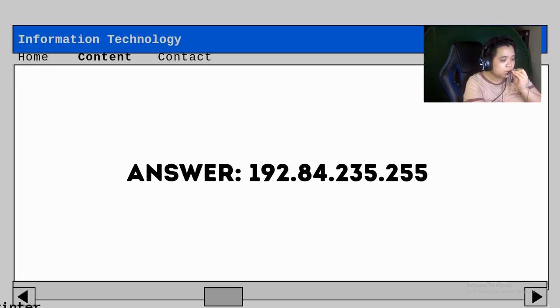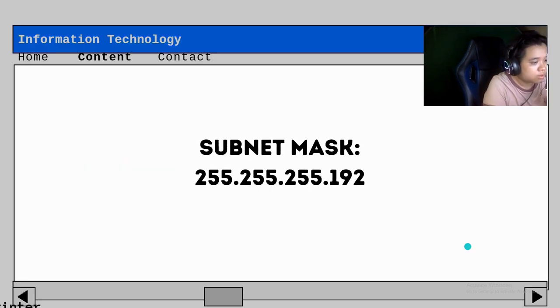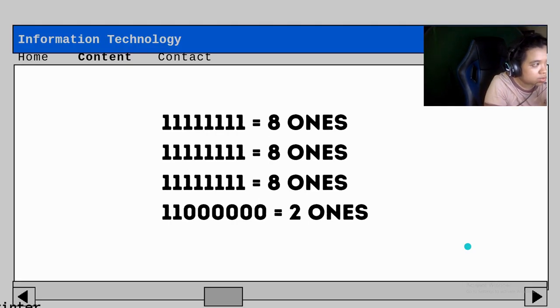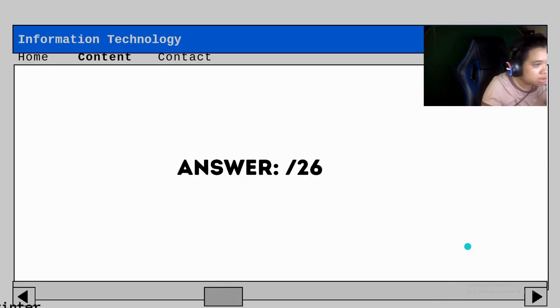So for number 7, we are asked to find the prefix length using the given subnet mask 255.255.255.192. To solve this, we first convert the subnet mask into binary form, and then we count all the ones, because the prefix length is simply the total number of consecutive ones. So we have 8 ones for each 255. In the first 3 octets we have 8 ones each, which gives us 24, and the last octet has 2 more ones, making it a total of 8 plus 8 plus 8 plus 2, which is equal to 26. And the correct prefix length is /26.